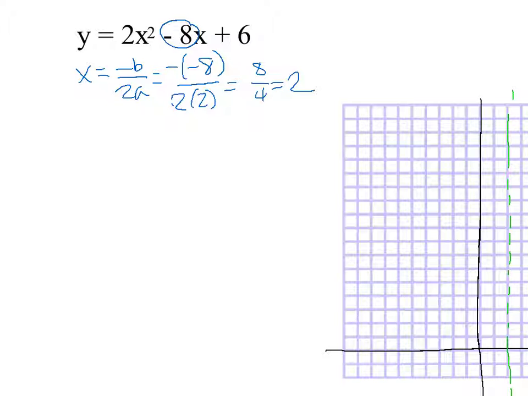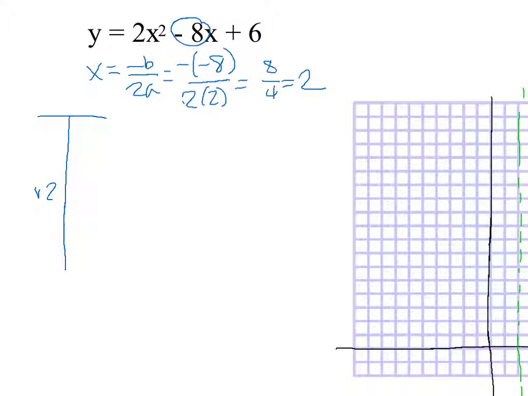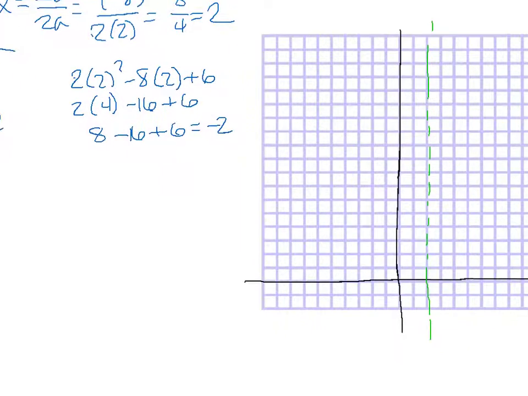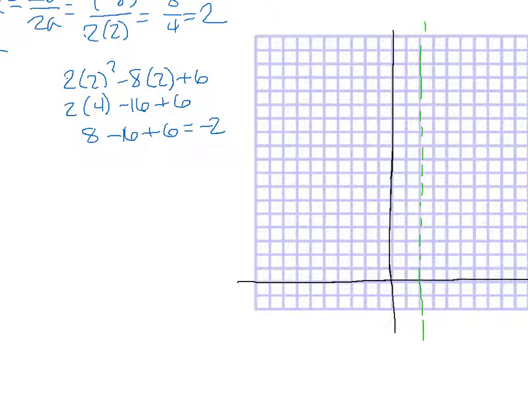Now I need to find my vertex. To do that, remember I have this table that I'm setting up, and now I know I'm going to have a vertex at 2. So I'm going to plug that in for x. So I have 2 times 2 squared minus 8 times 2 plus 6. This will be 2 times 4 minus 16 plus 6. We have 8 minus 16 plus 6 equals negative 2. So I can graph in that vertex. That would be on the axis of symmetry at negative 2.